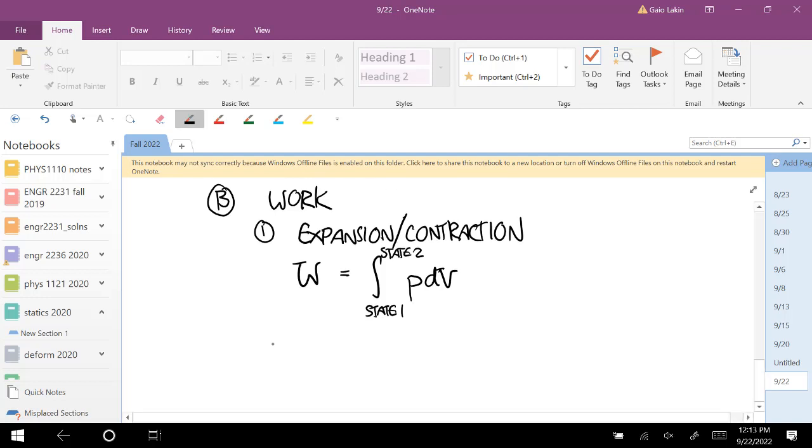And then second, work can also be done, added to the system or done by the system, with rotating shafts or electric power. Both of those can come in or out, energy in or out of the system.